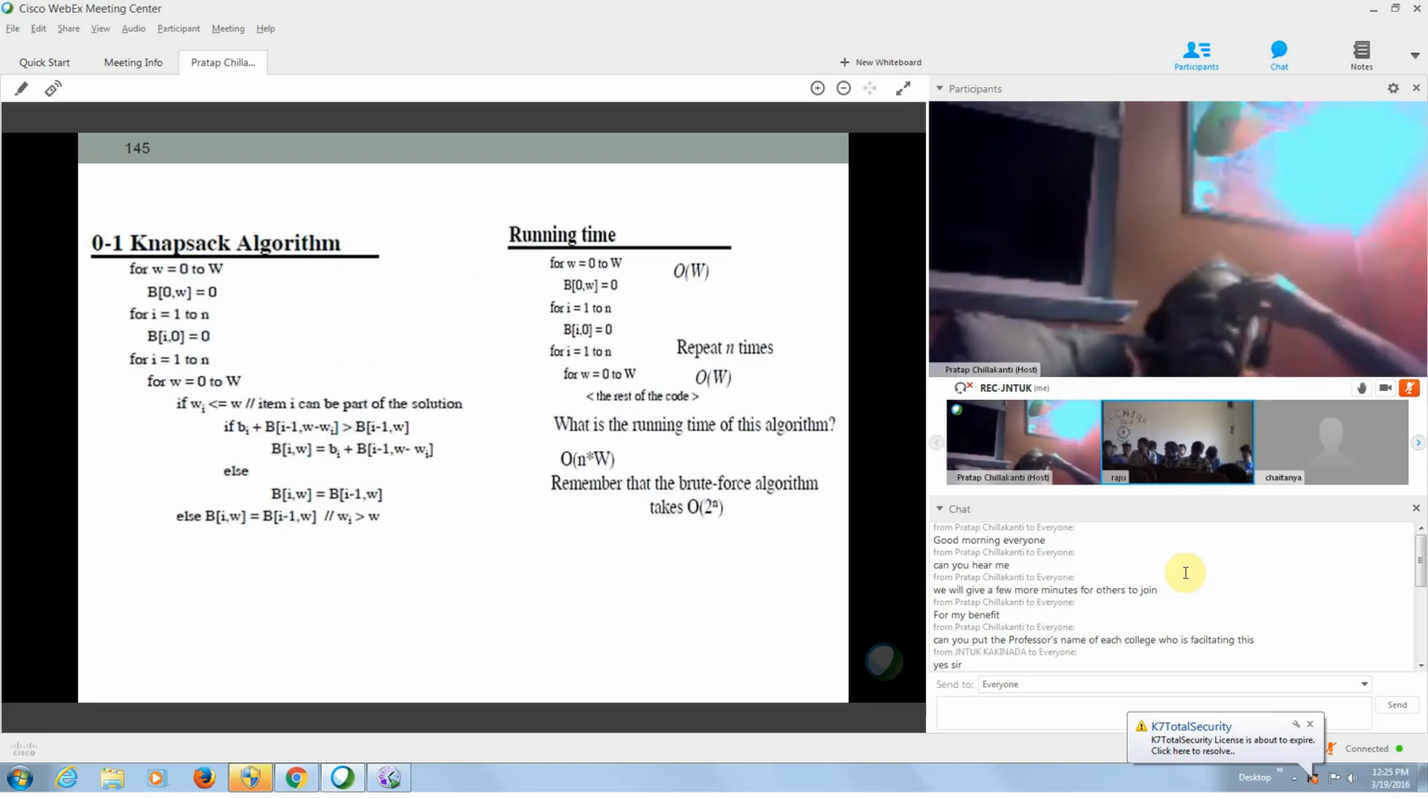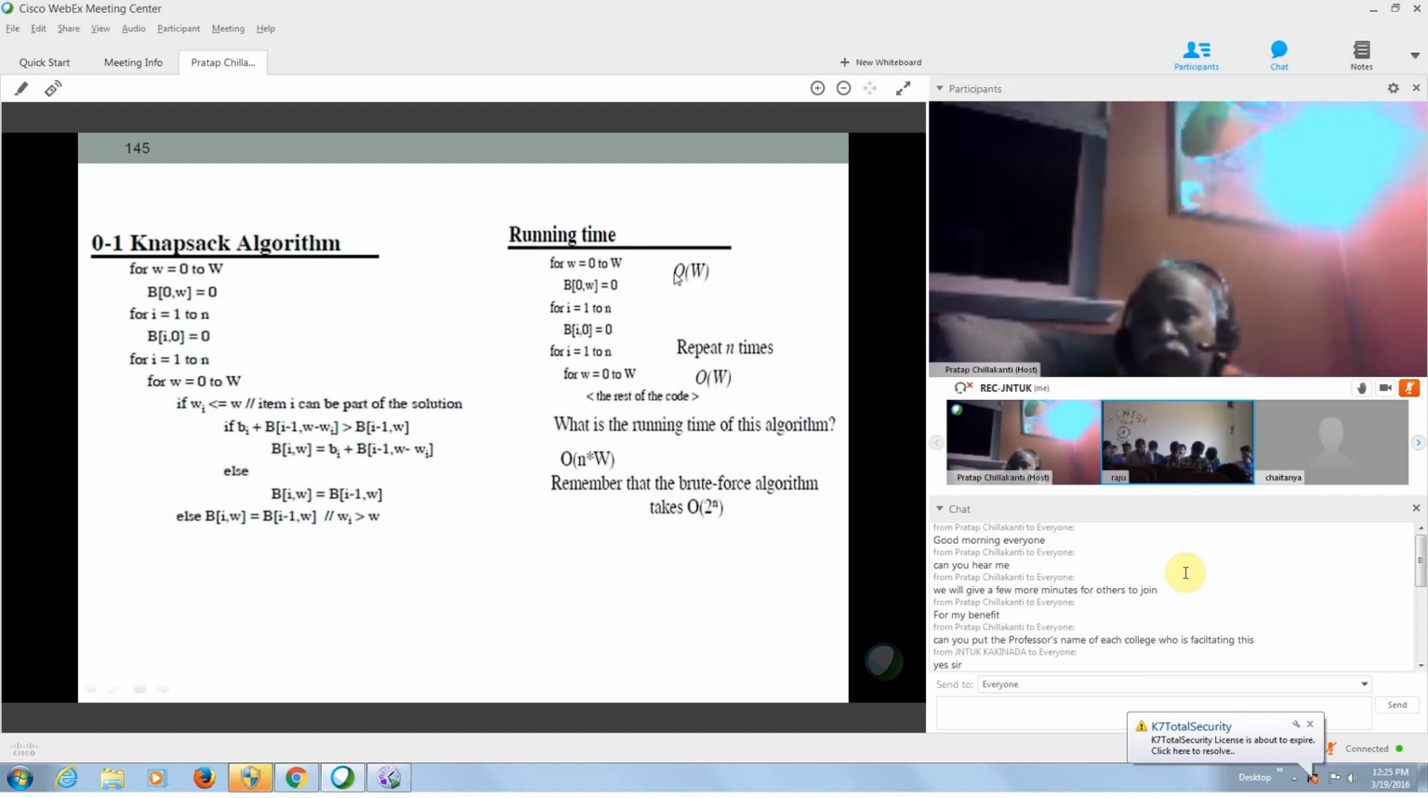But why it works well in the case of the 0-1 knapsack is, if you look at the order of that algorithm, the running time of that is n times W. W is the weight, right? Whereas when you do the brute force, it's 2 raised to n. So that is the advantage of dynamic programming. It basically reduces your algorithmic complexity, or time complexity, as we call it.